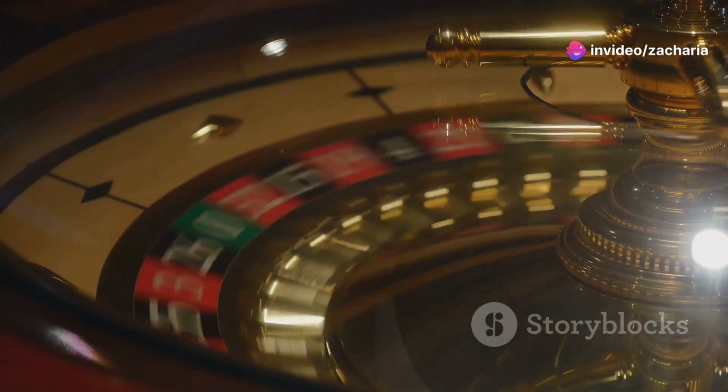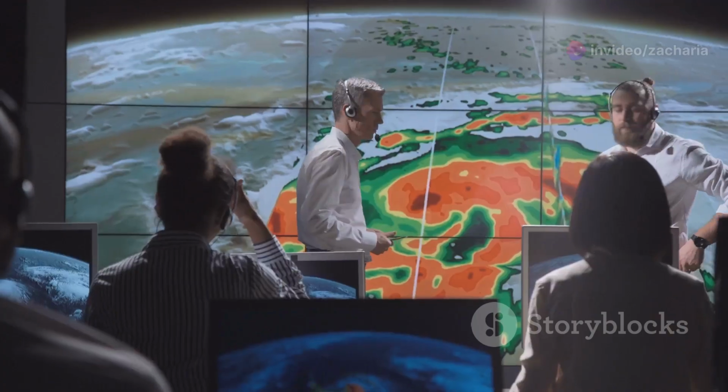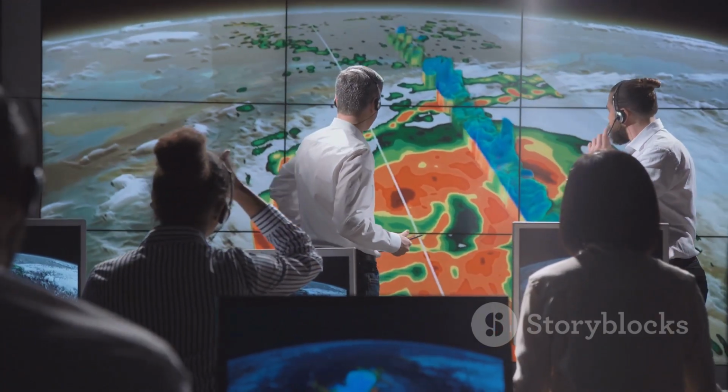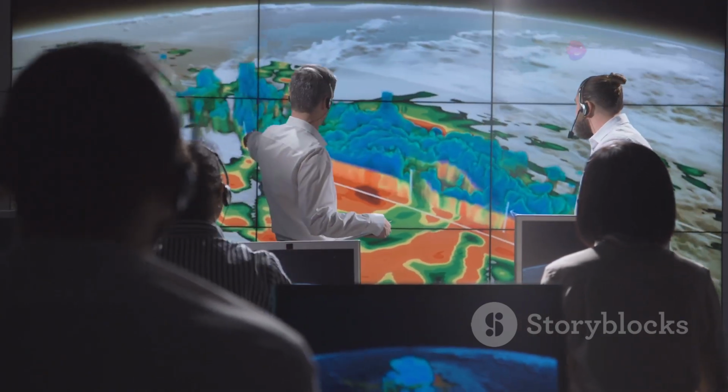Predicting the Future, One Roll at a Time. Written by Neil deGrasse Tyson from the Hayden Planetarium. Imagine trying to predict the weather. It's complex, right? Countless variables interact in unpredictable ways.